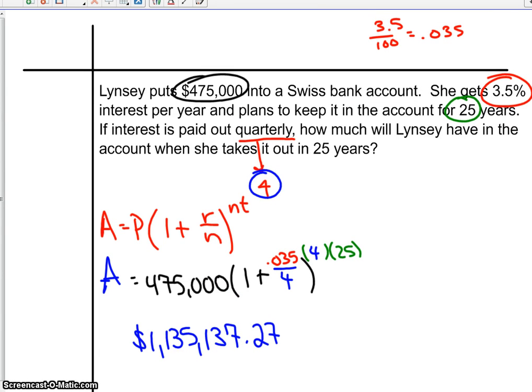All right. So for these applications, you'll be given a formula, plug the numbers in, and go from there. That shouldn't be too bad. All right, good luck.